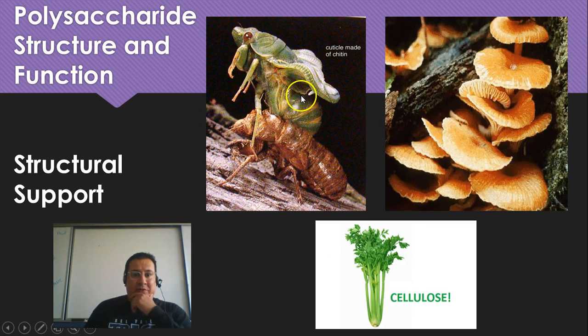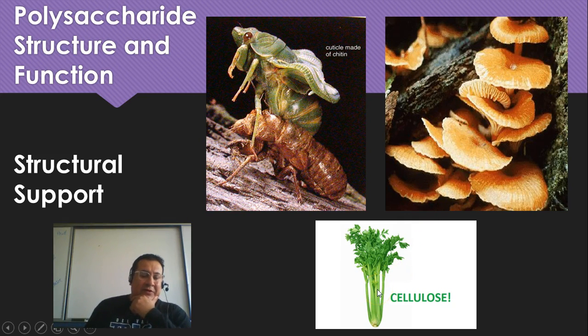For structural and support, this is chitin. Here's the exoskeleton. You know how some insects molt. That means they lose their outer skeleton once they grow out of it. So it's made up of chitin. Here's some fungi. Their cell walls are made up of chitin.